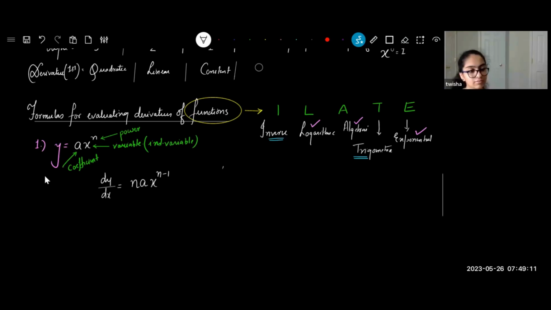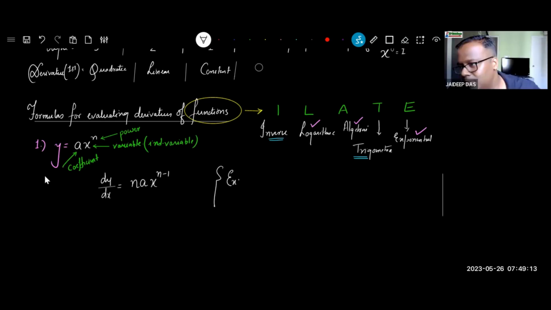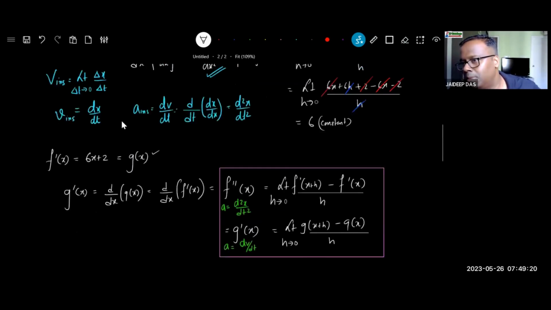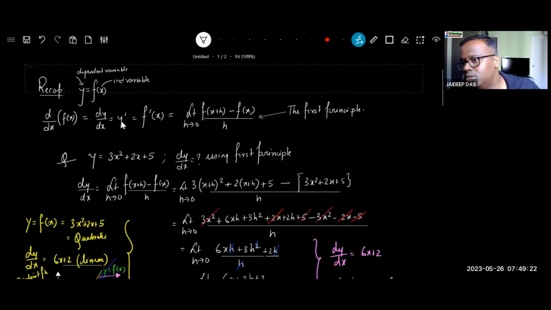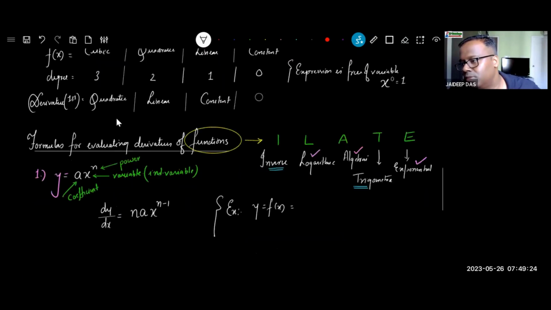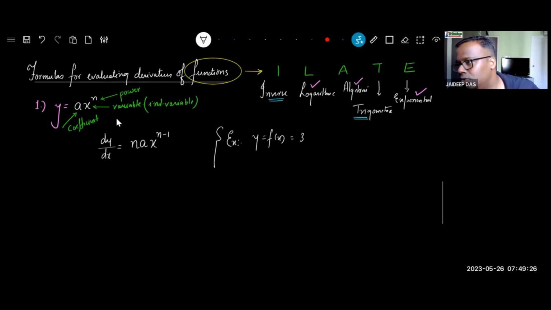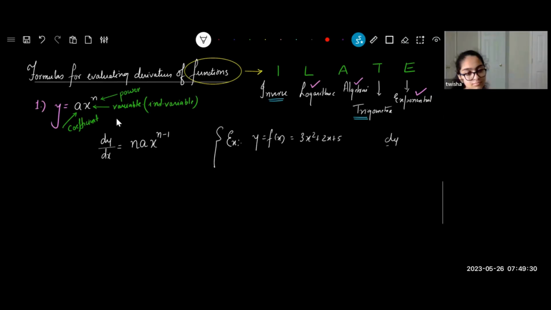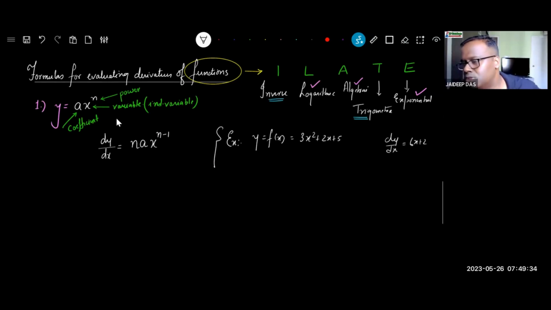Right. Okay. Hang on. Example. y is equal to f of x is equal to 3x squared plus 2x plus 5. You remember what we got? We got this as 6x plus 2, if you remember. So let's try and put the formula here.